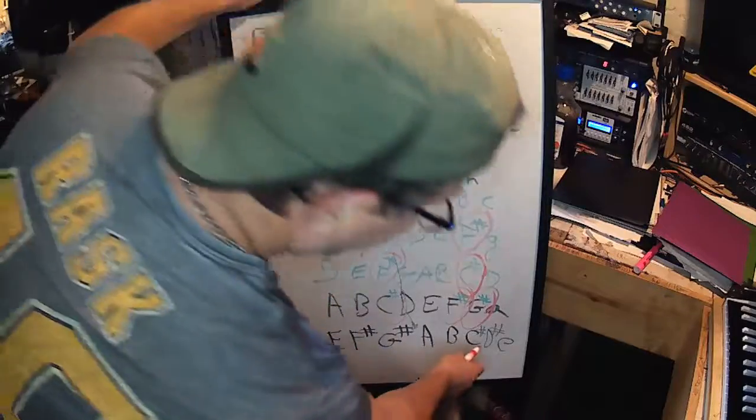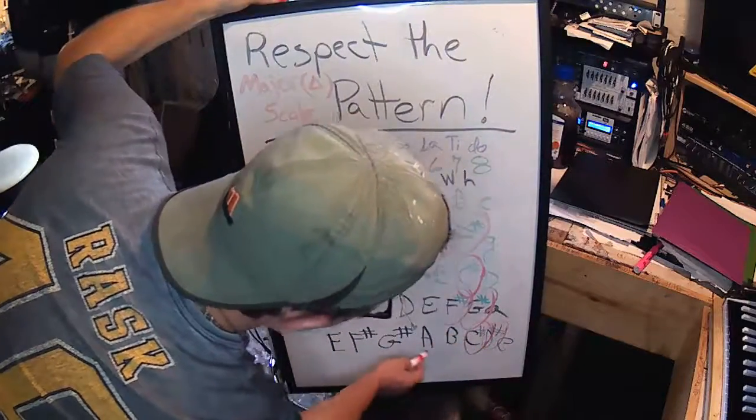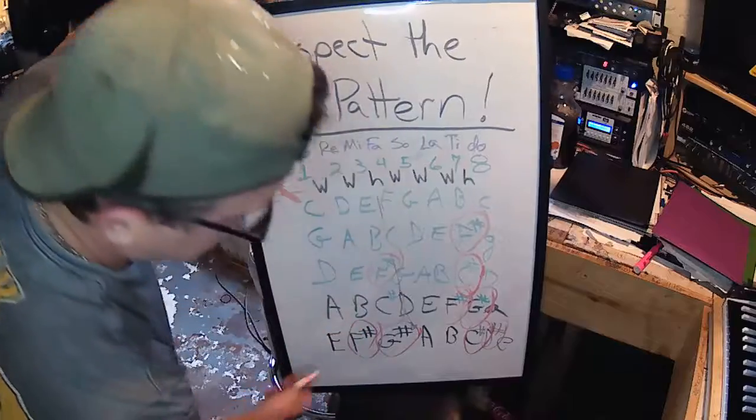So now we have four sharps: D sharp, C sharp, G sharp, and F sharp. That's the key of E.